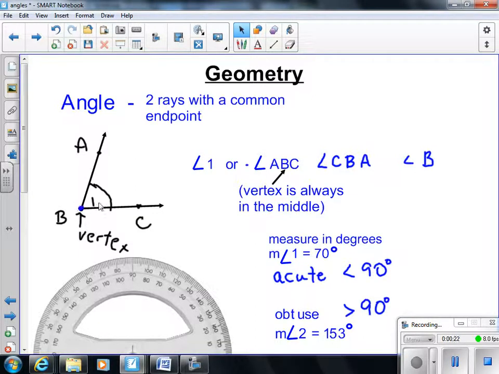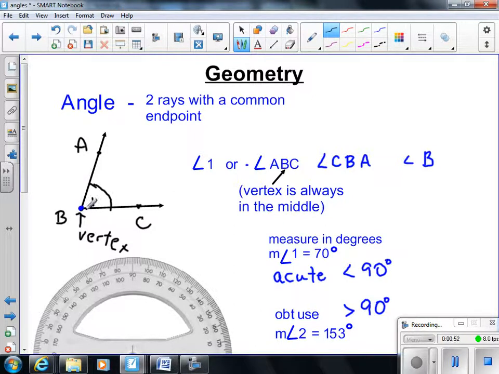Now we can have several different names for this angle. If we have a numeral inside this angle, then we can name it angle 1. Notice the angle symbol, please. Angle 1. Or we could call it according to the letters, in order, angle A, B, C. Now, the A and the C does not matter as far as order. I could call it CBA, but the B always is in the middle.